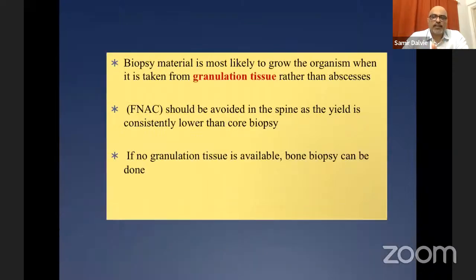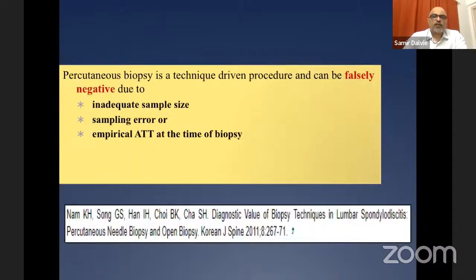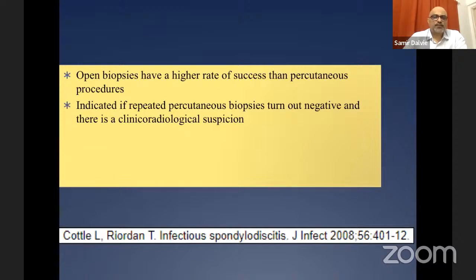And the biopsy material is likely to grow organisms when taken from granulation tissue rather than abscesses, because abscesses may contain more debris rather than organisms. So the granulation tissue will give you a good result. FNAC you cannot do, because an FNAC will not give you any report. You need to have a core biopsy, because the abscesses are usually very thick and the granulation is thick. So a fine needle aspiration will not give you anything. If there is no granulation tissue, you can do a bone biopsy as well. You can have false negatives as well because of this.